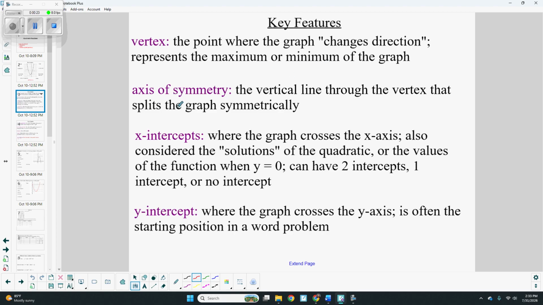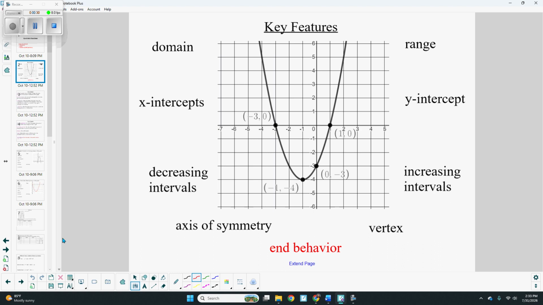The axis of symmetry is the vertical line through the vertex that splits the graph symmetrically. So if we go back to our picture, the vertex, where it changes direction, would be down here at (-1, -4). And then the axis of symmetry would be a vertical line drawn through that, so it's the same on both sides. That equation is always in the form x equals whatever the x value was of the vertex. So x equals -1.